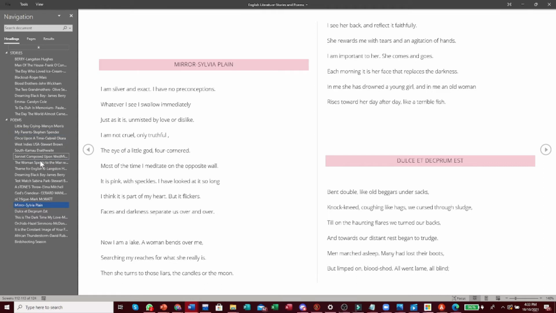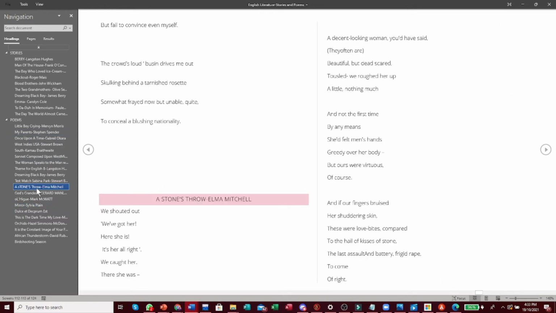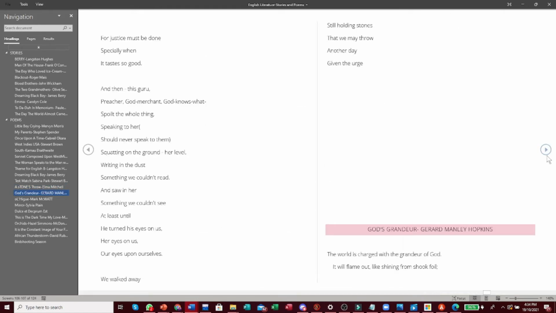So we're moving on to A Stone's Throw by Alma Mitchell. Again, look up your author. I'm not going to do that for you. I really recommend that you look her up, Alma Mitchell, and she will be able to give you more context. Let's go further.